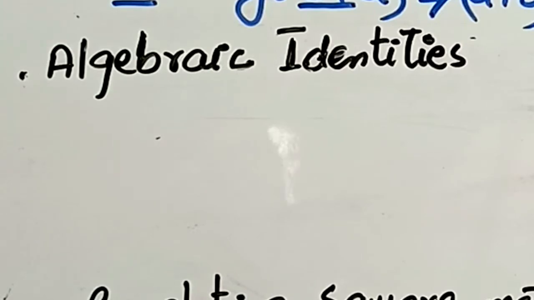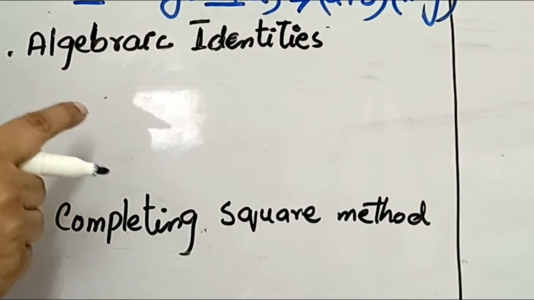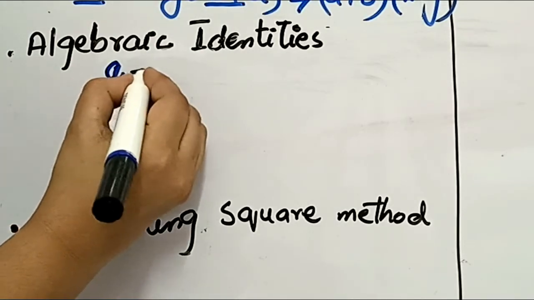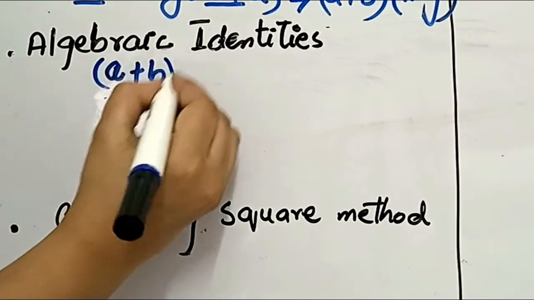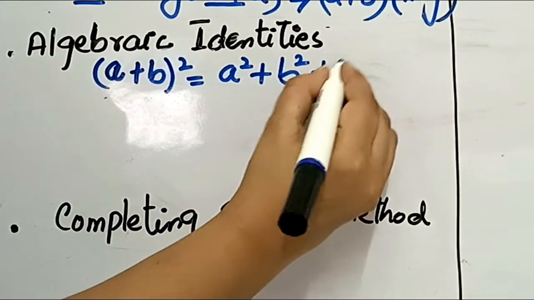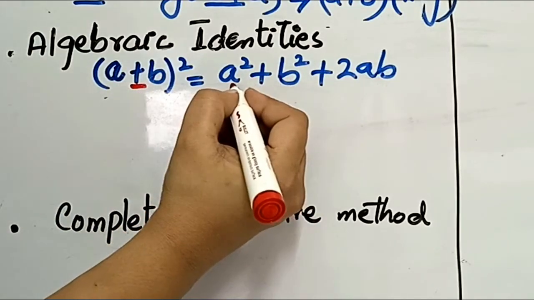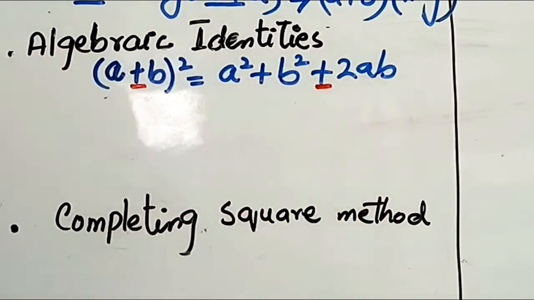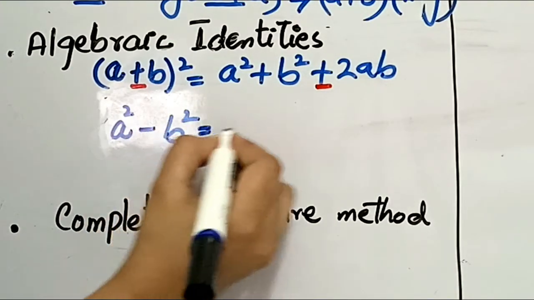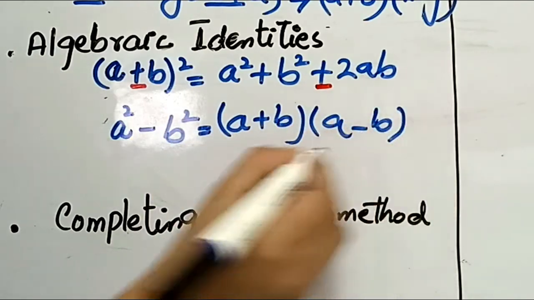Now algebraic identity. We know these 3 identities. We have discussed all these 3 identities in class 7th and 8th. These are a plus b whole square is equal to a square plus b square plus 2ab. So it can be a minus b whole square is equal to a square plus b square minus 2ab. Fine. Another one was a square minus b square is equal to a plus b into a minus b.